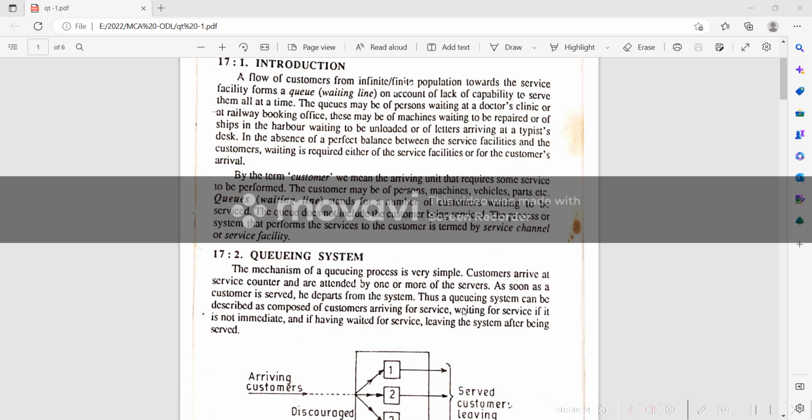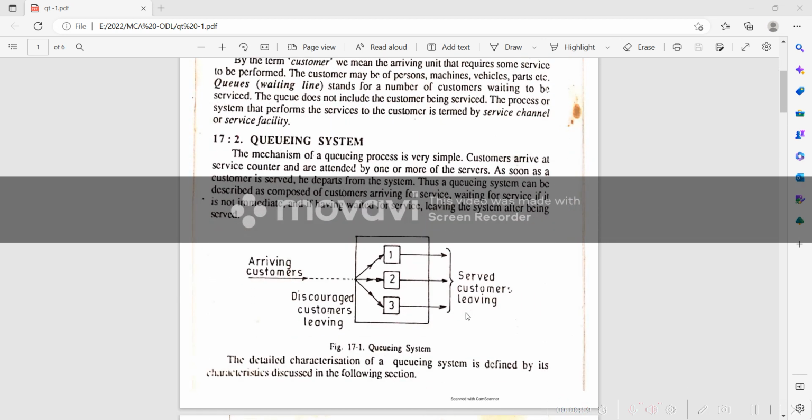meant by a queuing system. A queuing system can be described as composed of customers arriving for a service, waiting for the service if it is not immediate, and, having waited for service, leaving the system after being served. This is the basic definition of a queuing system, which is explained in this pictorial representation. Customers arrive in this way and form a queue. After that they enter the server. After getting service, they leave the queue. So this is the queuing system.